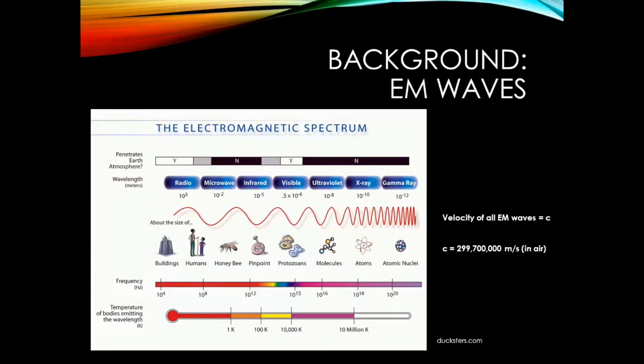Microwaves are a low-energy wave with a wavelength on the order of centimeters. Remember that the velocity of all electromagnetic waves is the same, the speed of light. This is equal to 299,700,000 meters per second in air.